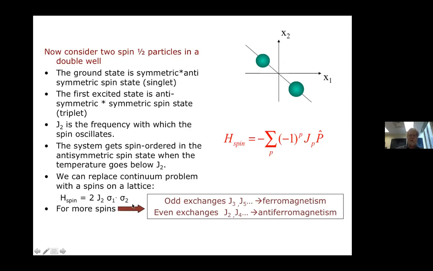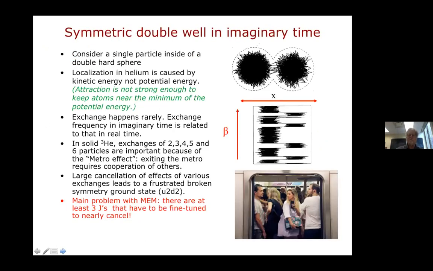We can replace the spin 1/2 by a product of Pauli matrices, and we can write that as a spin Hamiltonian. Or we can write this in terms of the permutation operator, which is more general, because this notation, which is what will follow in the rest of the talk, doesn't have to be changed when we go up to 4, 5, 6 body exchanges.